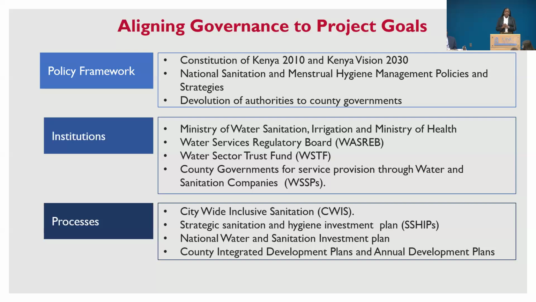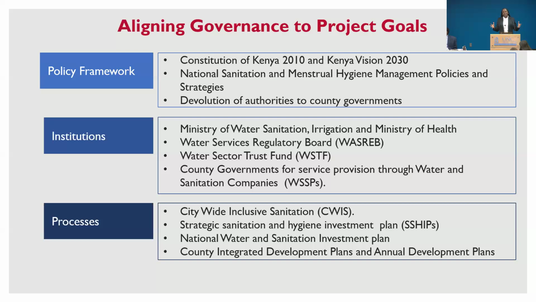Then as a country, we recently launched the National Water and Sanitation Investment Plan in 2023. Again, the main objective is to diversify the financing mechanism, but also bring on board a number of actors to support the implementation of water and sanitation service provision in the respective counties. This has been rolled down to the counties, and in each of these counties, they develop 5-year county integrated development plans.